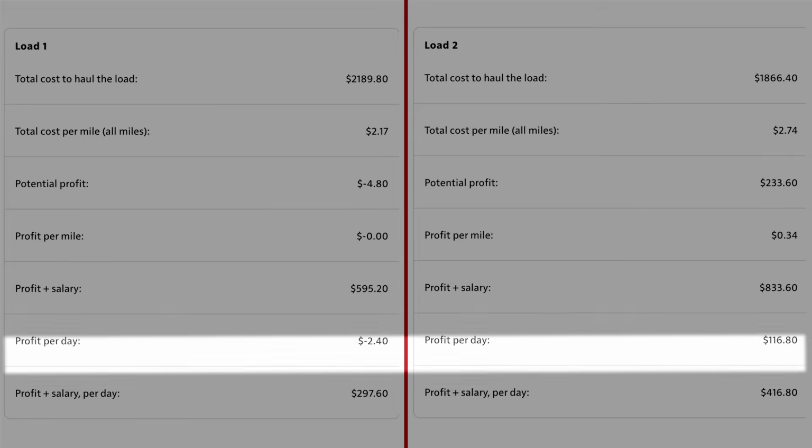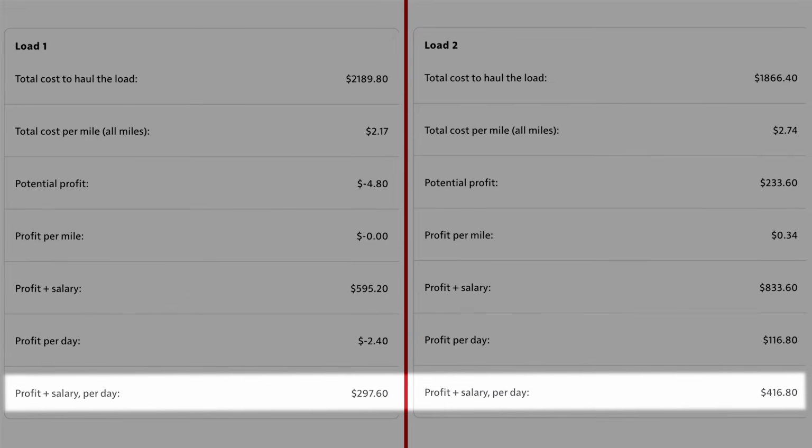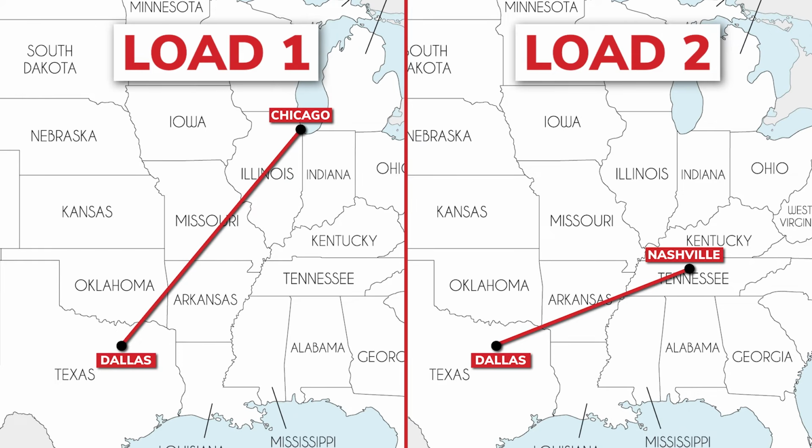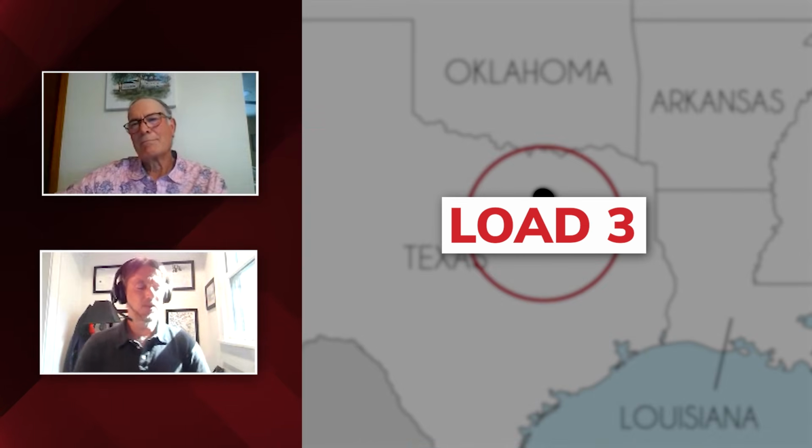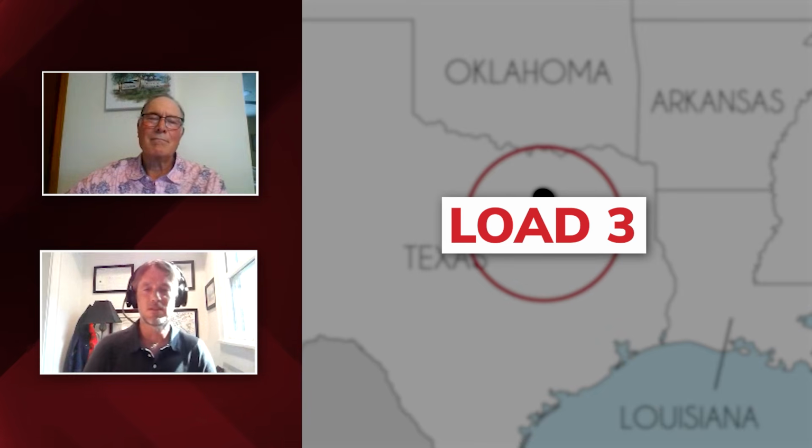Yeah. And profit plus salary per day, looking at about $416. So not a bad choice here. Probably if you're choosing between these two loads, this is probably the one you want to take. It's better. It is. Let's give our hypothetical owner-operator sitting in Dallas a third option.